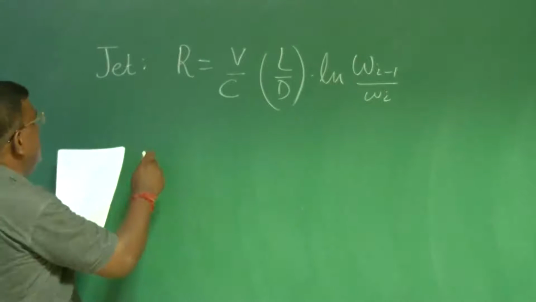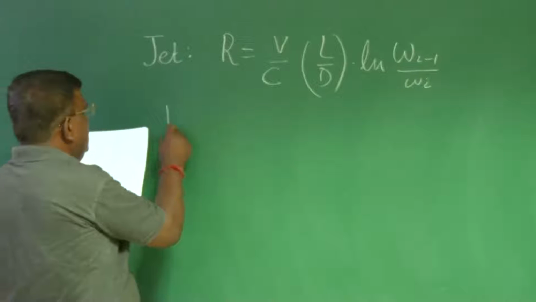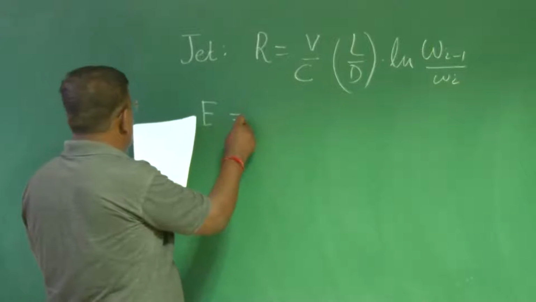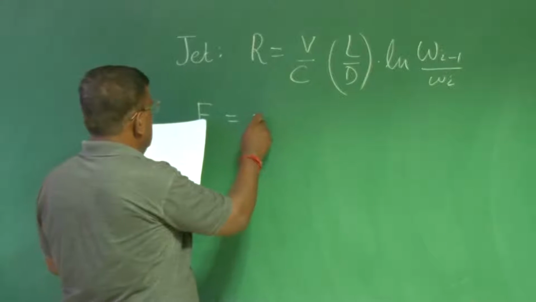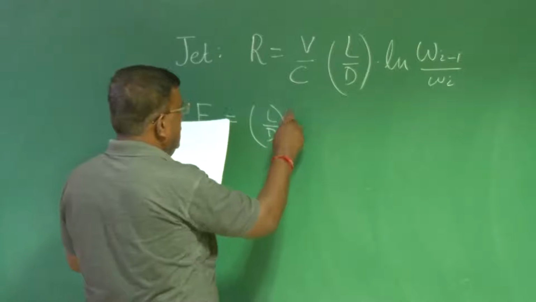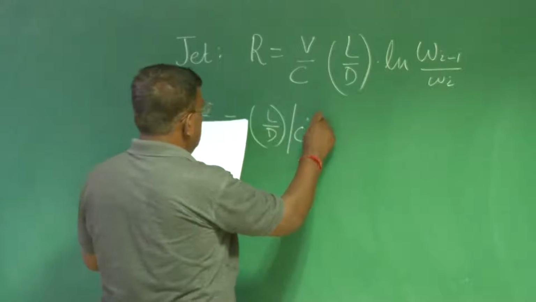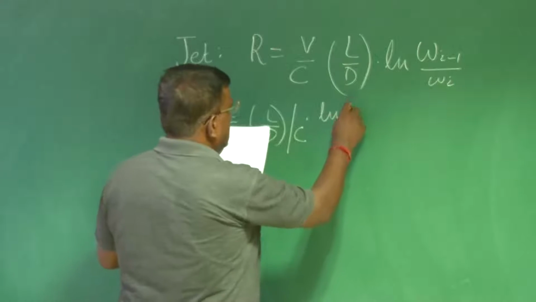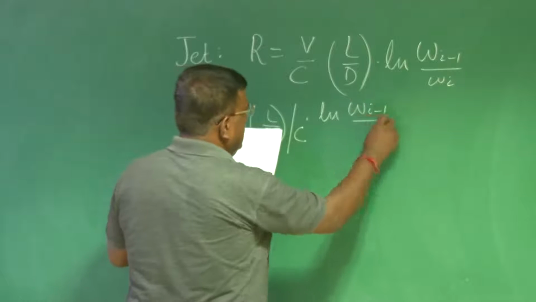And for endurance, it is L by D divided by C into ln Wi minus 1 by Wi.